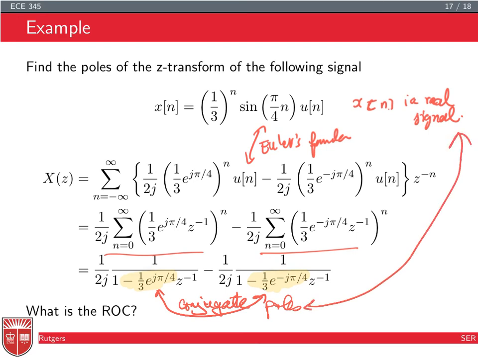So this is just an example. I didn't want to do it in detail, but you should do it in detail. But this is to highlight how you can start from a real signal and get complex poles, and for each complex pole, its conjugate must also be there.